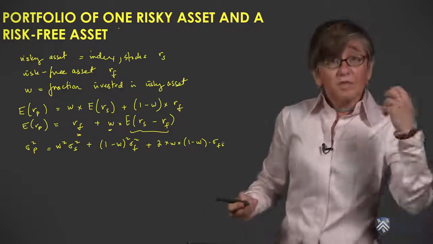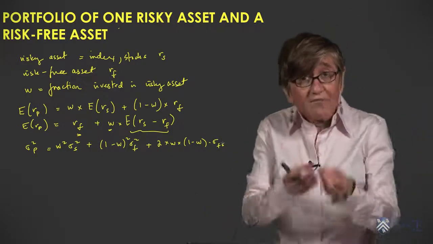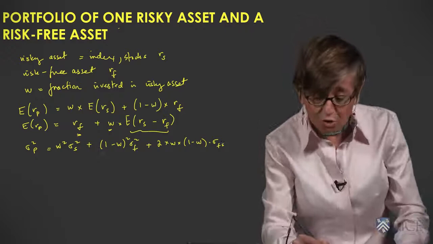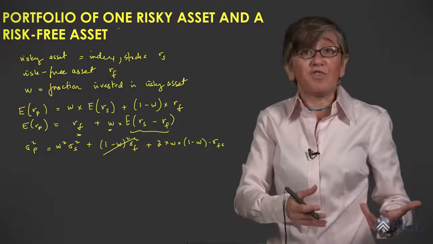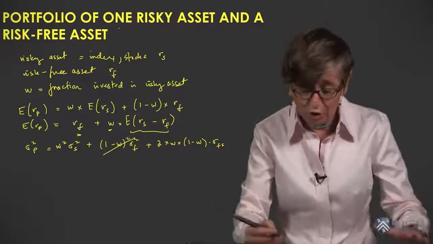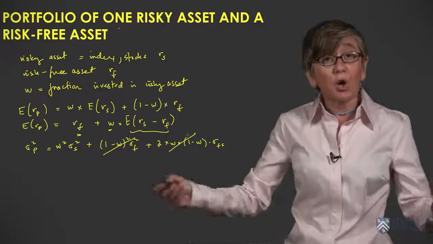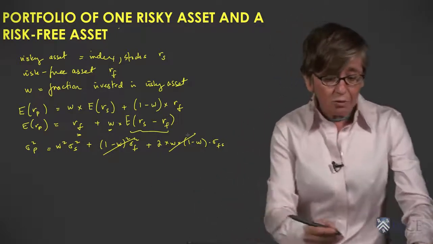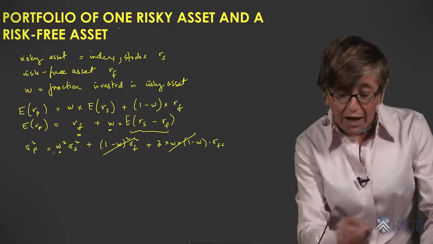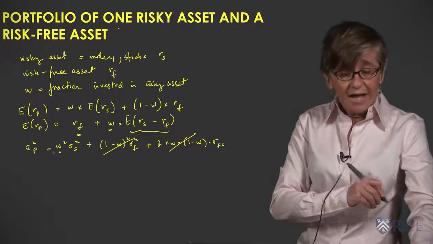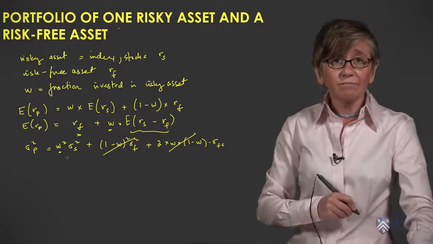But the risk-free asset, of course, by definition is risk-free, right? So this is going to be 0, right? And the covariance of a risk-free asset with anything else is going to be also 0, right? So those drop out. Basically, we're left with the variance of the portfolio being simply determined by how much we invest in the risky asset and its variance.